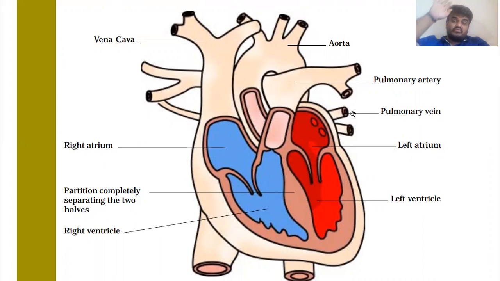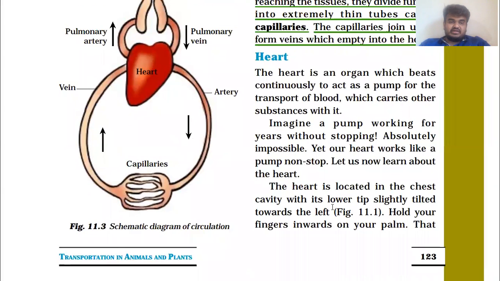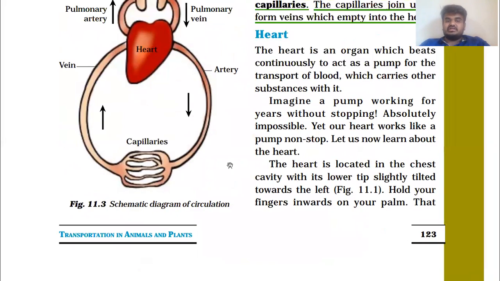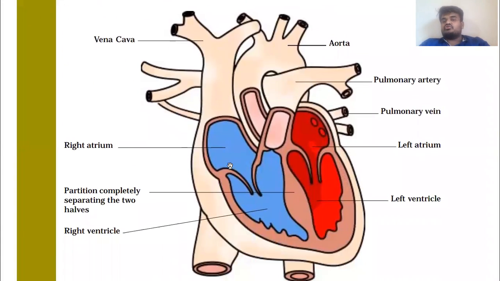Okay, from where? From the lungs to the heart. And this blood will come to the left atrium only. After completing the left atrium, it will go to the left ventricle. And from the left ventricle, it will again go to the aorta, an artery. With the help of this artery, it will go to other parts.